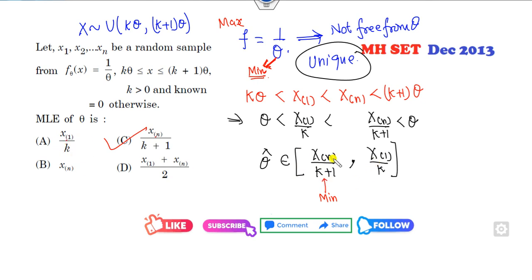This is also an MLE, but if it is not unique, xn is not there, so this is cancelled, this is cancelled. So the right answer is C is my correct option.